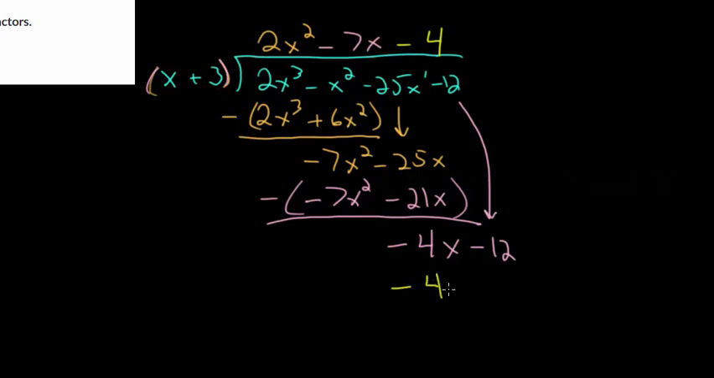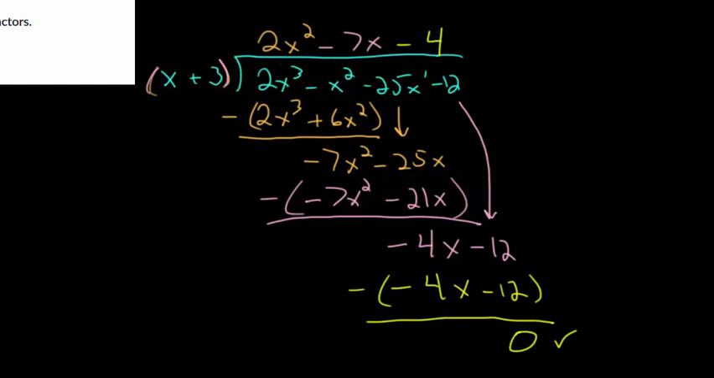So that's minus 4x, and negative 4 times 3 is negative 12. And notice we are subtracting something from itself, essentially. So minus 4x plus 4x is 0. And minus 12 plus 12 is 0. Since we're subtracting a negative, that's just adding. And so our remainder is 0, which is what we hoped for. So that's a clue that we're on the right track.